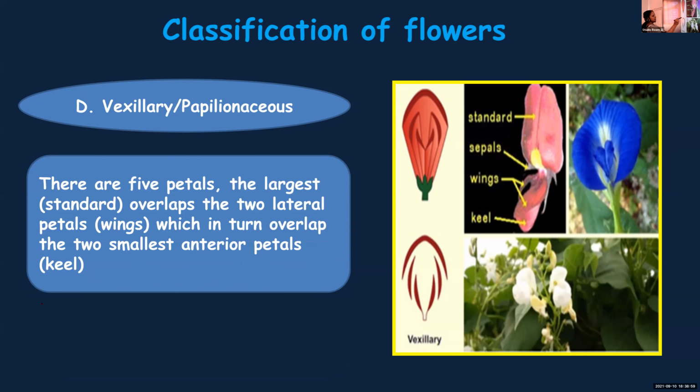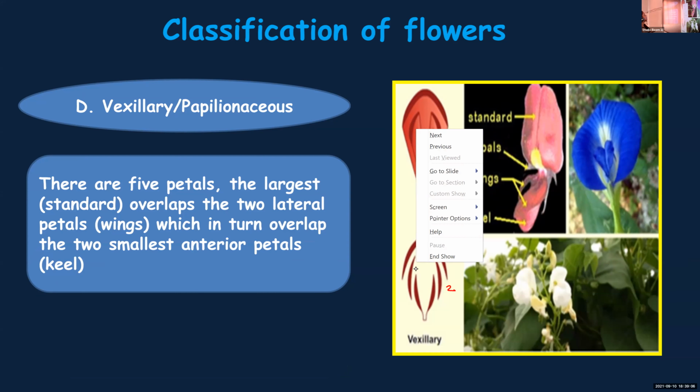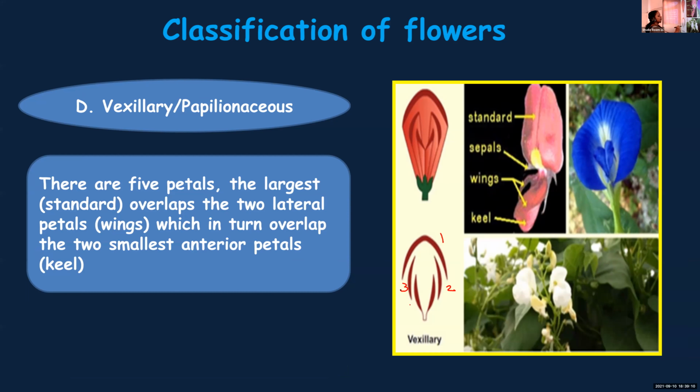There'll be 5 petals. This is 1, 2, 3, then 2 small keels. 2, 3, 4, and 5. So altogether there'll be 5 petals. The largest one is known as the standard. The standard petal, one big petal. Then there are 2 wings, the lateral petals, which are present on the side.